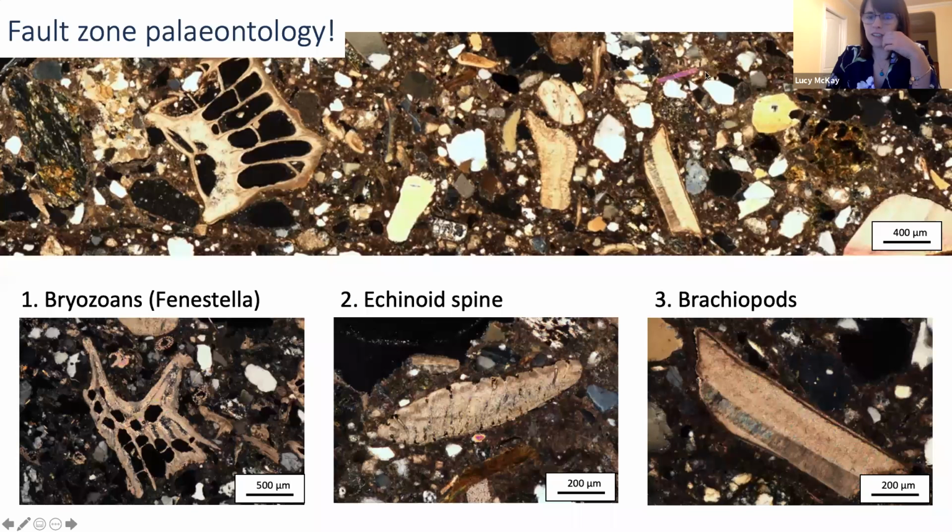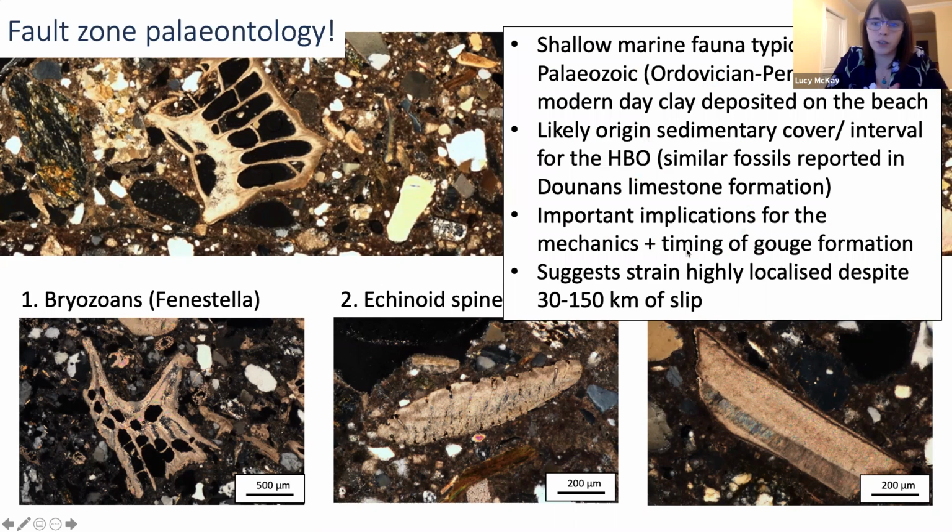And this is where a lot of you will be interested, I guess: surprisingly, there were marine microfossils found within this blue gouge, including relatively intact fragments of ancient bryozoans, possibly of the Fenestella order, brachiopods and an echinoid spine. Importantly, these confirm that it's not just modern day clay deposited on the beach, and they have important implications for the mechanics and timing of the genesis of this gouge. And the presence of them suggests that strain is highly localized despite this 30 to 150 kilometers offset.